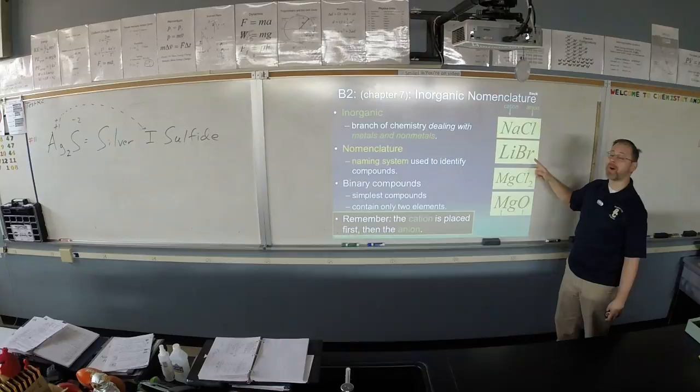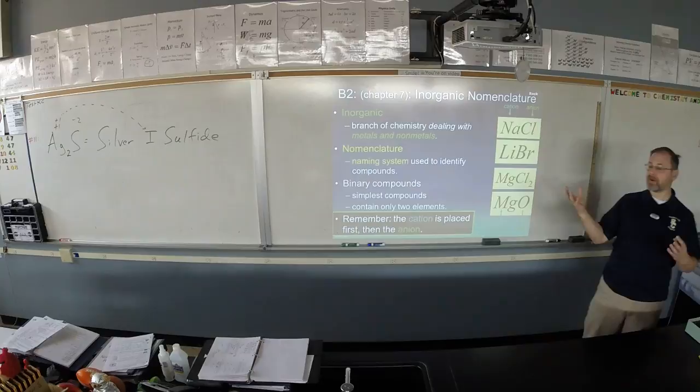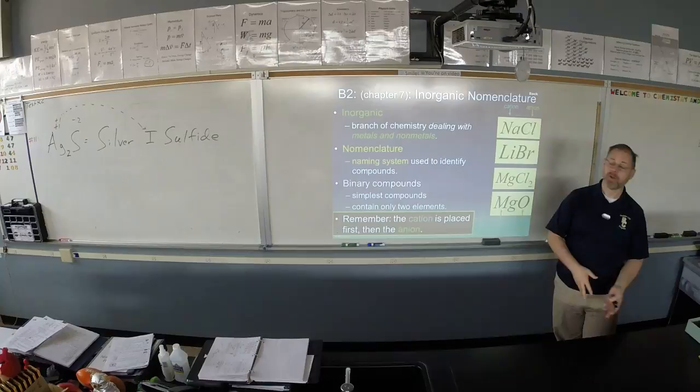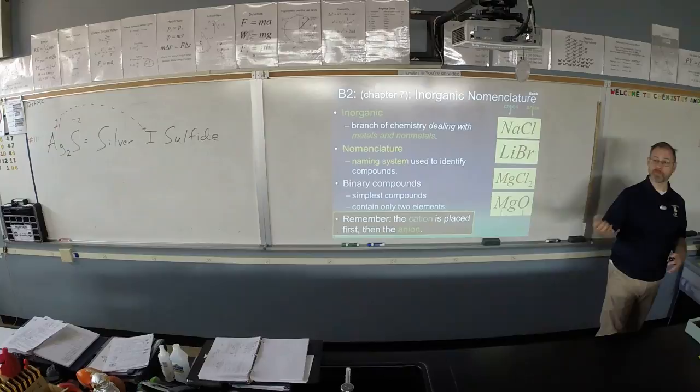Not bromine, bromide. So when an anion, like chlorine or bromine, forms a compound, its last syllable gets replaced with "-ide." Chlorine becomes chloride. Oxygen becomes oxide. Fluorine becomes fluoride. Nitrogen becomes nitride, and so on. We'll talk about those in a second.